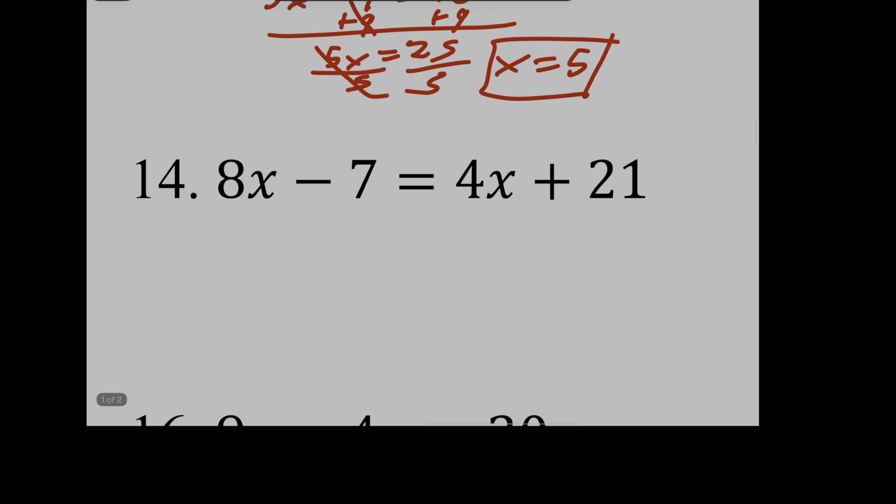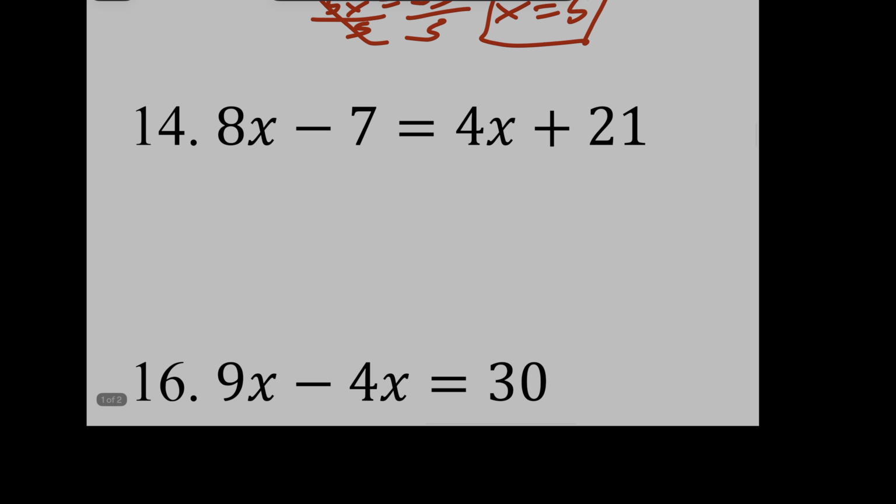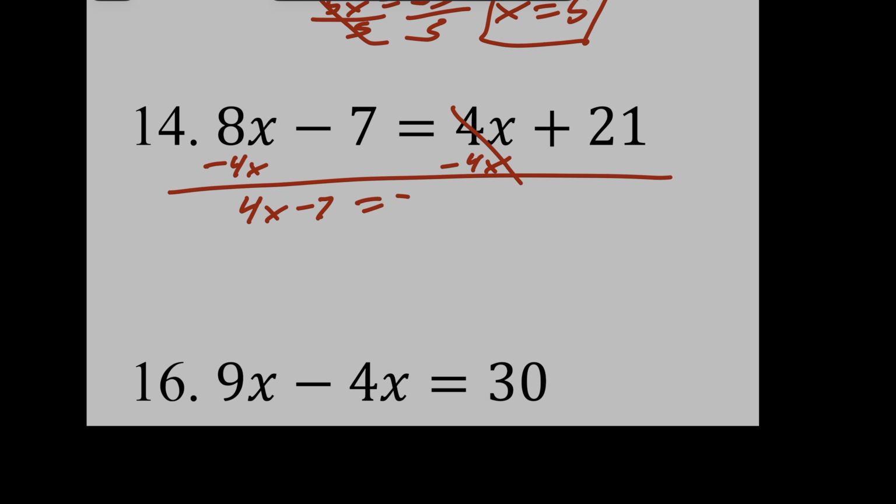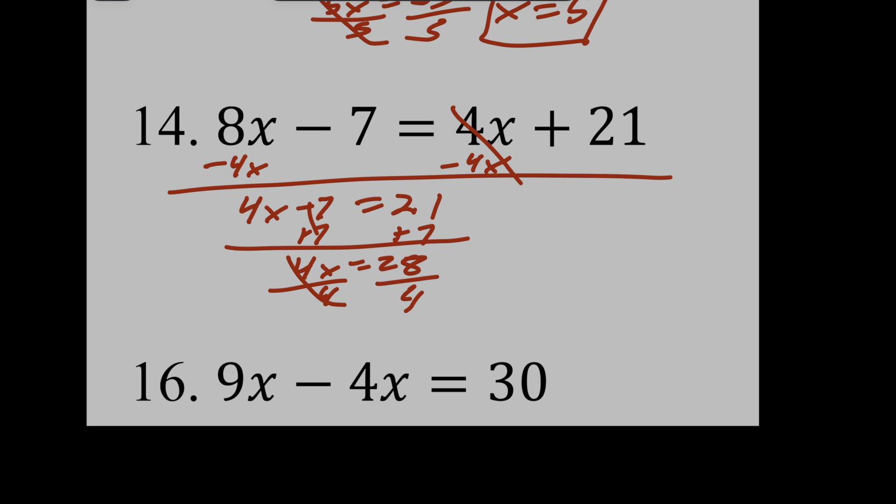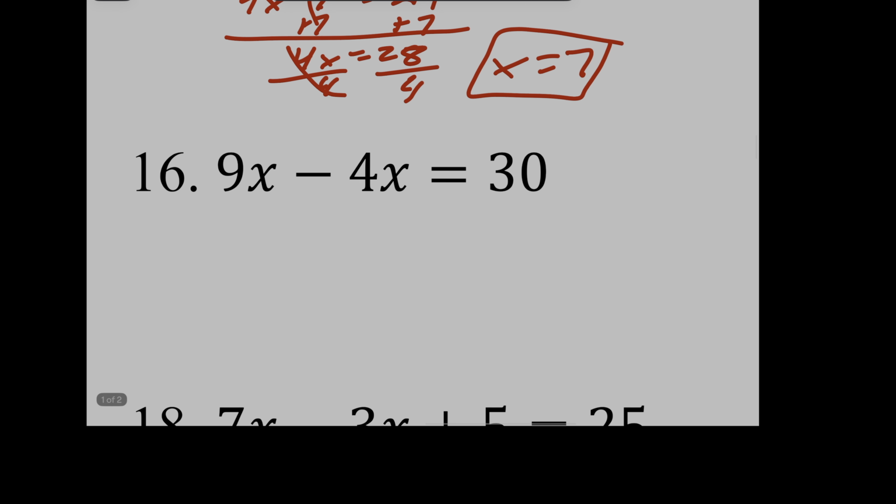All right. Number 14. I have variables on both sides. So I'm going to move my 4x because that's going to keep my variable positive. And I'm going to end up with 4x minus 7 equals 21. And now I can just add 7 to both sides. And I get 4x equals 28. And then once I divide each side by 4, I'm just left with x equals 7. Okay, let's go on to number 16.